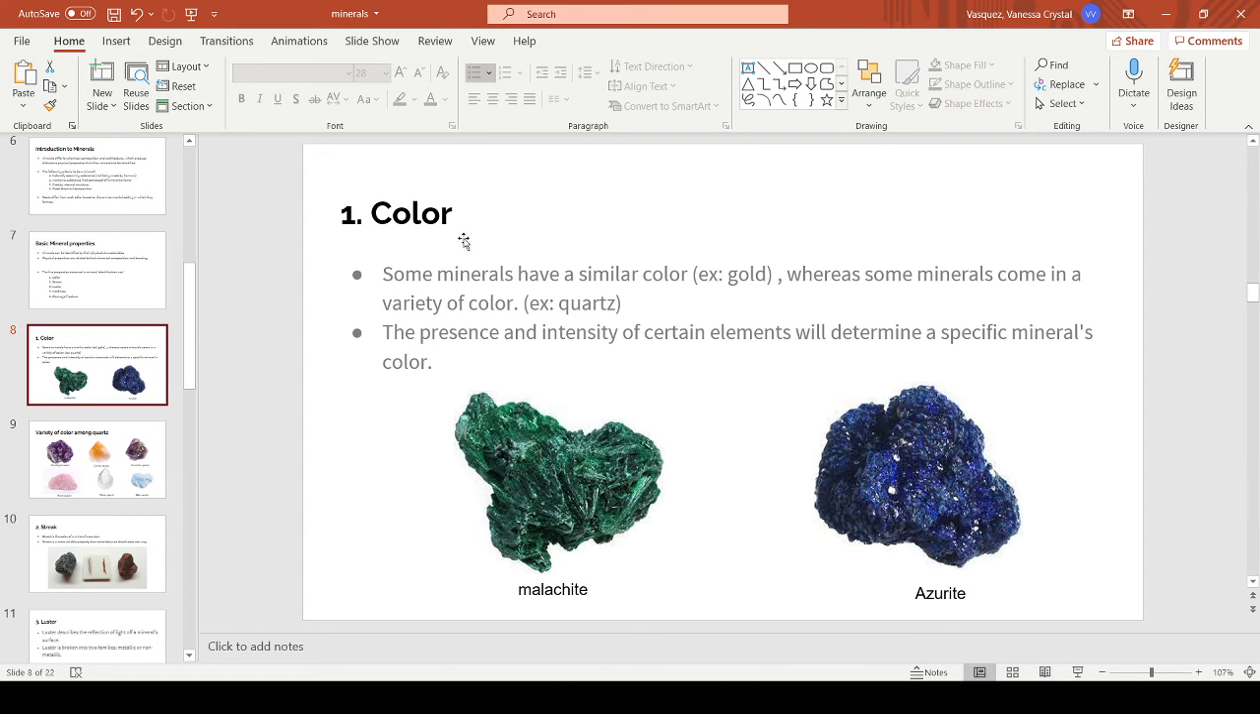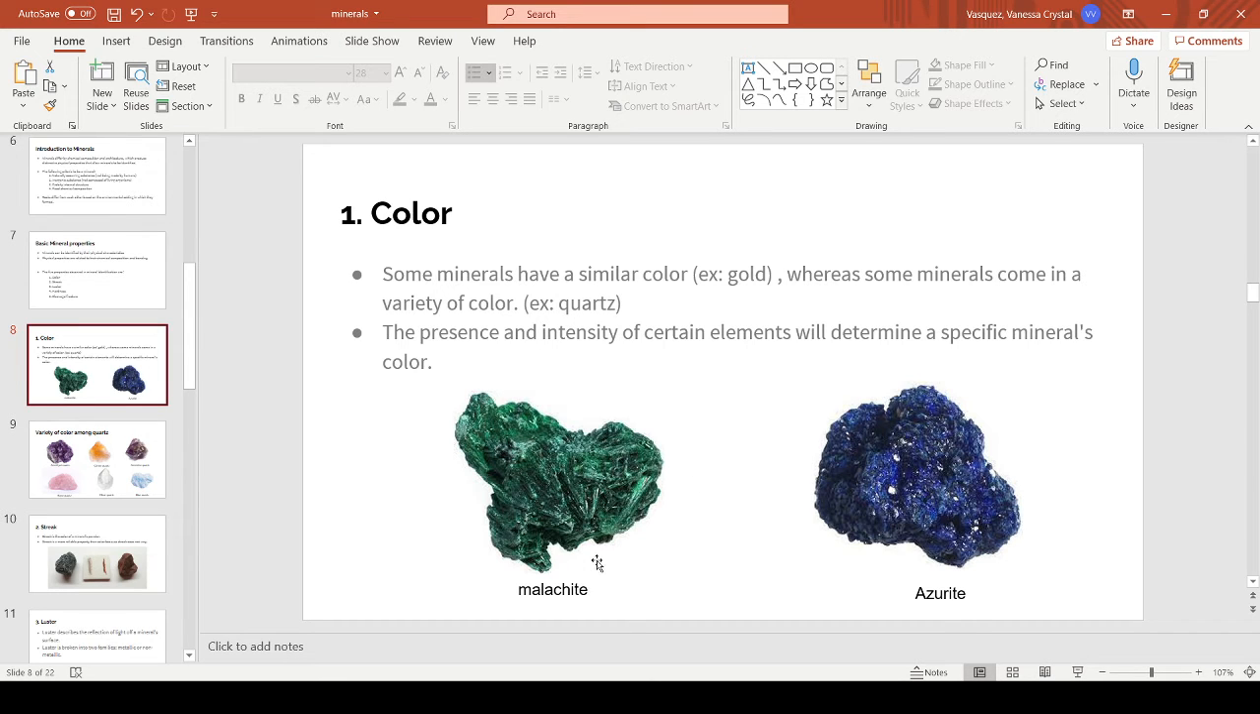But for the first one, color, some minerals have a similar color, for example gold, whereas some minerals come in a variety of colors, for example quartz. So the presence and intensity of certain elements will determine a specific mineral color.